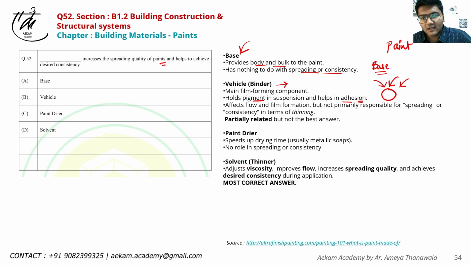Solvent or thinner adjusts viscosity, improves flow, increasing spreading quality, and achieves desired consistency. So this is the most correct answer. So if you see in option D, as per the provisional answer key that they had released, option D was marked to be correct and solvent would be the most appropriate answer.